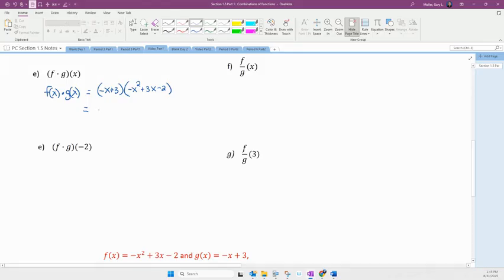So let's go ahead and do this. I get x cubed. I get negative 3x squared plus 2x. And then I'm going to line them up. So I'm going to get negative 3x squared. Right? 3 times negative x. 3 times 3 is 9x minus 6. And so I get x cubed minus 6x squared plus 11x minus 6. f times g of x equals.